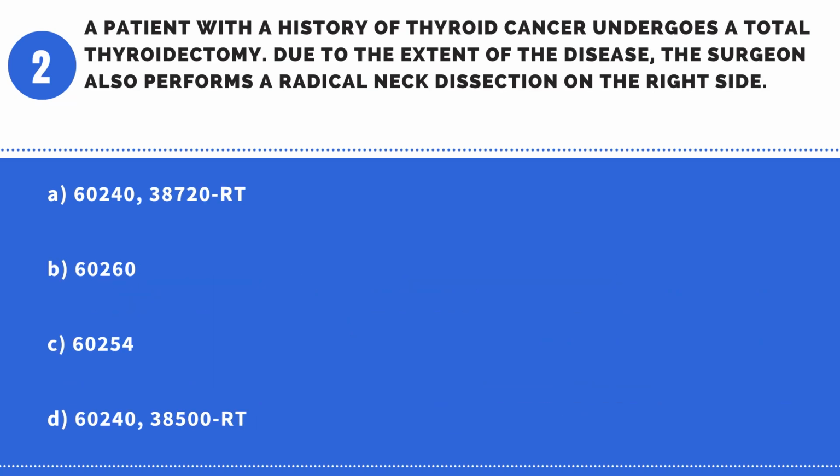Question 2. A patient with a history of thyroid cancer undergoes a total thyroidectomy. Due to the extent of the disease, the surgeon also performs a radical neck dissection on the right side. A. 60240, 38720 RT. B. 60260. C. 60254. D. 60240, 38500 RT.